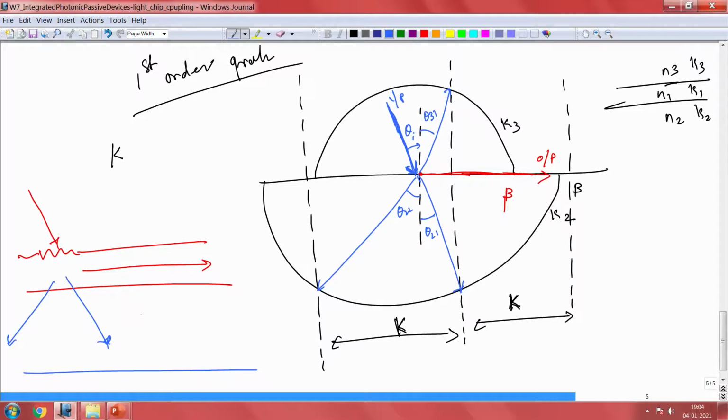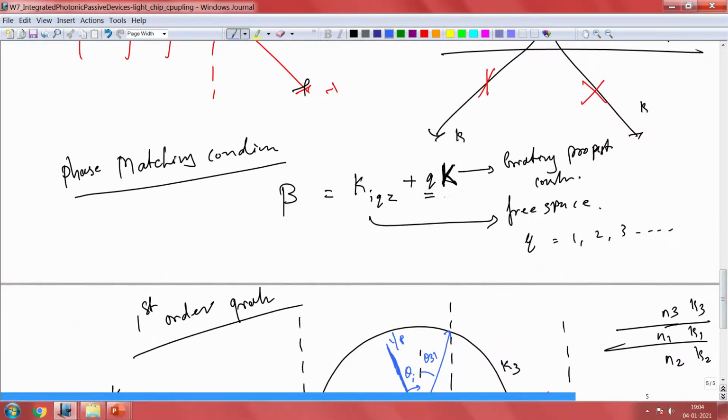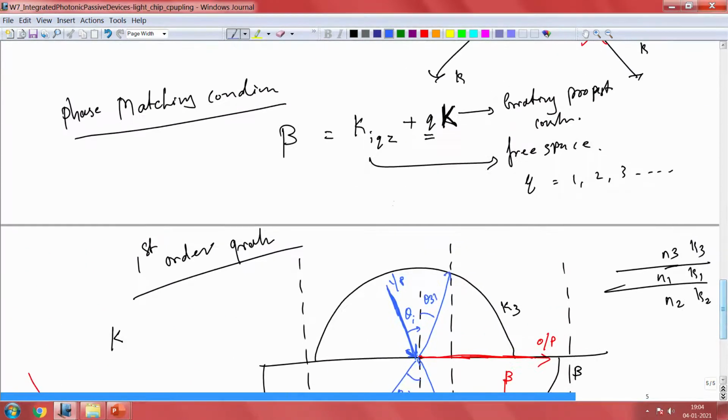So by using this particular phase matching, first of all we will find out what K is required, and based on that K, we all know that K is nothing but 2 pi over the period. So this is again an important relation.